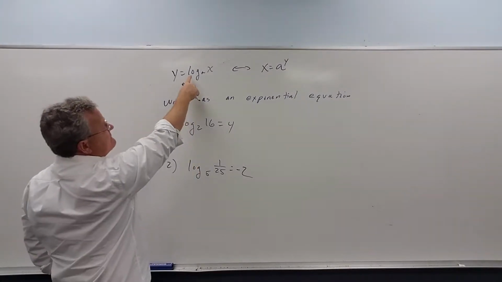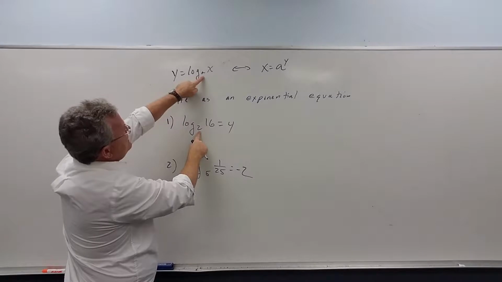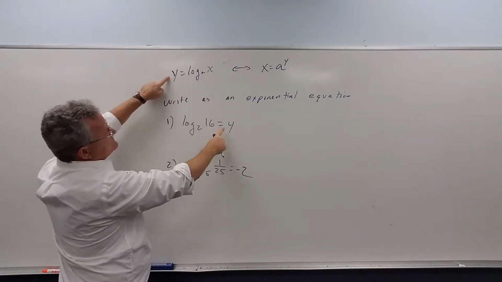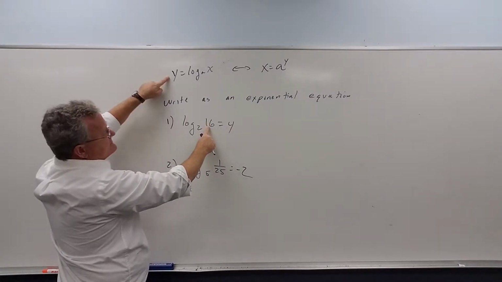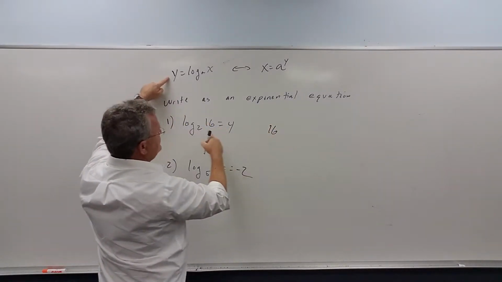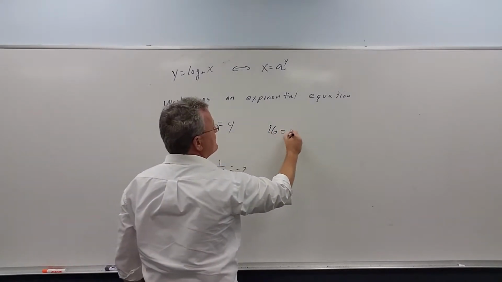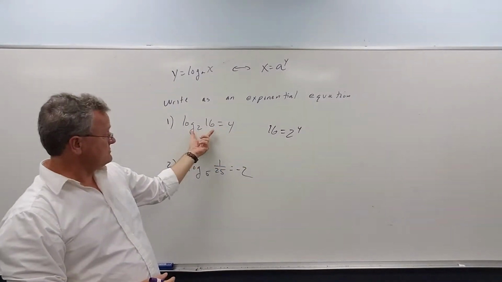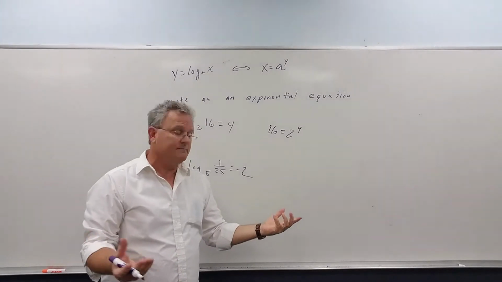So using the definition, the log base 2, a is 2, of 16, 16 is x, equals 4, that's my y. So we have x, 16, equals 2 raised to the 4th. These are the same thing. This is true, and so is this. 2 to the 4th is 16.